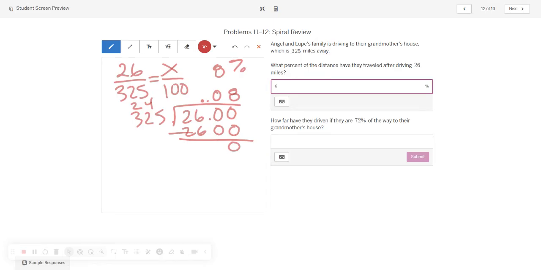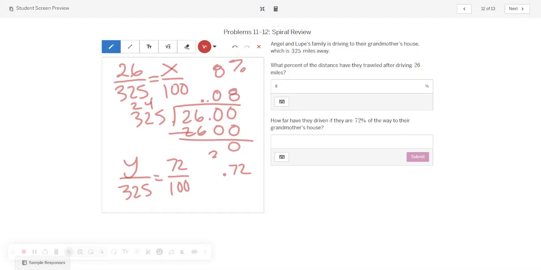And then if she's gone 72%, this time I'm going to put a y over 325 because we don't know how many miles you've gone, but we know that it's 72%. And so the easiest way is probably to go 0.72 times 325. 2 times 325 is 650. Put a placeholder. 7 times 5 is 35. 7 times 2 plus 3 is 17. 7 times 3, 17. Carry the 1. Is 22. I get the, nope, 23.